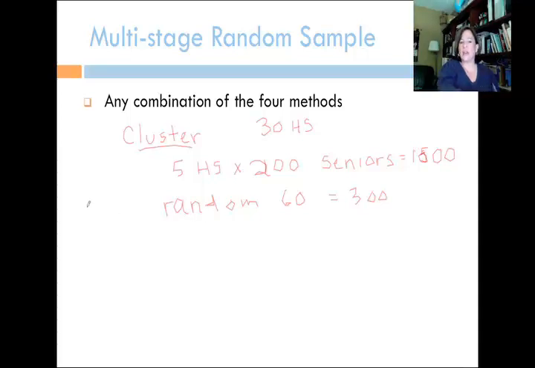So this is actually now simple random, or basic random. My printing is not working very well here. So I had 2 types. I had the cluster, and then I had simple random. That would be considered multi-stage. So multi-stage is any combination of those other 4 methods.